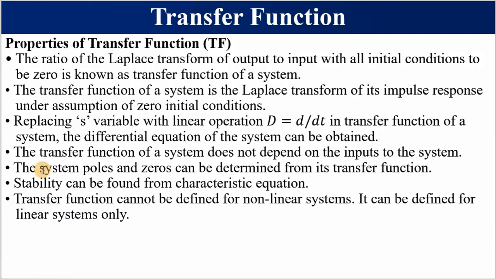Take note of the stability. I said, who doesn't need a stable relationship? And we are saying stability can be found from the characteristic equation. Very soon we'll be defining what a characteristic equation is. And we are saying that the transfer function cannot be defined for non-linear systems. It can be defined only for linear systems. Guys, I think now you must be beginning to appreciate control engineering.